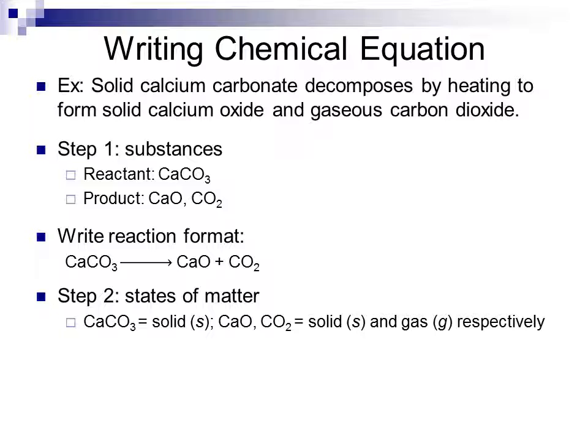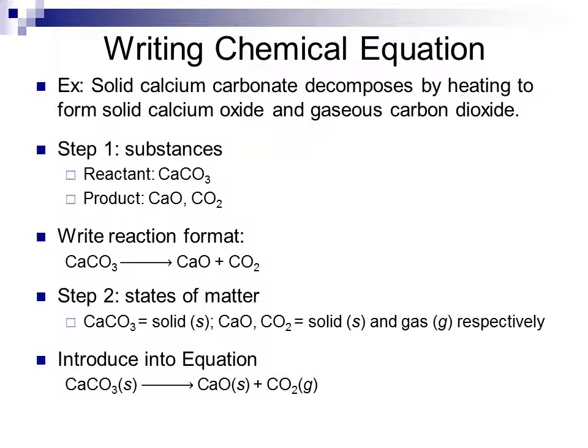So our calcium carbonate is a solid represented with an S, our calcium oxide is a solid represented with an S, and the carbon dioxide is a gas represented with a G. I will introduce this into the equation as a second step, and so now we have calcium carbonate as a solid reacting to form calcium oxide as a solid and carbon dioxide as a gas.